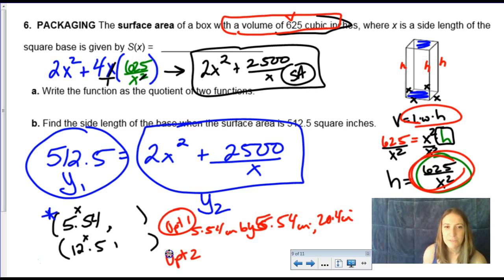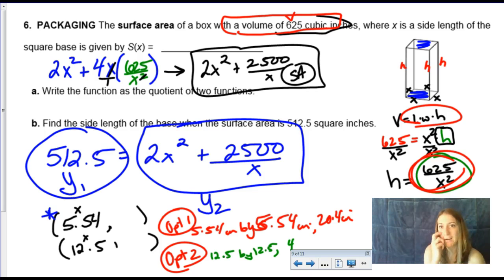And then another option for this box would be if the x equals 12.5. So then the box would be 12.5 by 12.5. And then if I go plug in 12.5 right here, I got 4. So basically it's a matter of, do you want a really tall box or do you want a really squat box? And both apparently work. That sounds like a manufacturing problem from there on, so they can decide on their own.